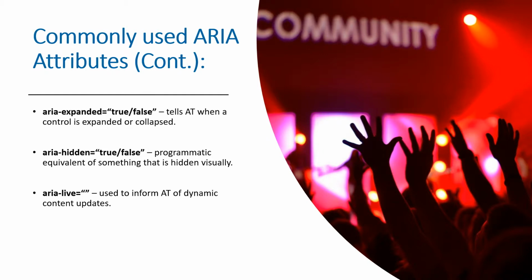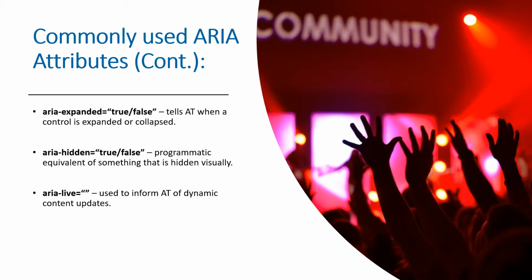ARIA hidden is a way to tell assistive technologies when content has been visually hidden. Typically where a class such as visibility none is used, programmatic equivalents are needed. So assistive technologies know to ignore hidden content when ARIA hidden is set to true.